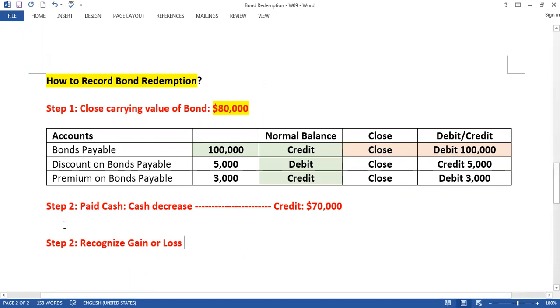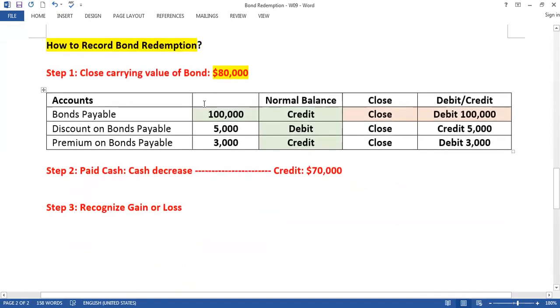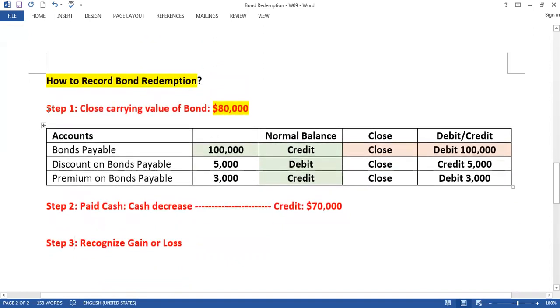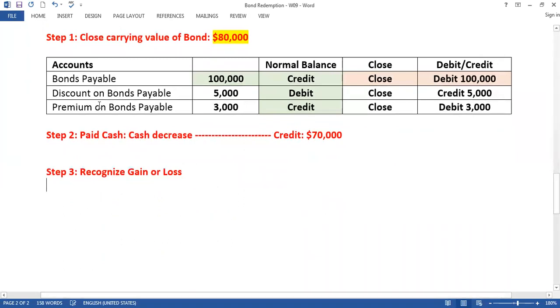So this is step three, recognize gain or loss. Based on step one and two, you compare them and see whether you have a gain or loss. If you compare step 1 and step 2, the carrying value is $80,000. You pay cash $70,000. Is it a gain or loss? Gain, right? Gain.